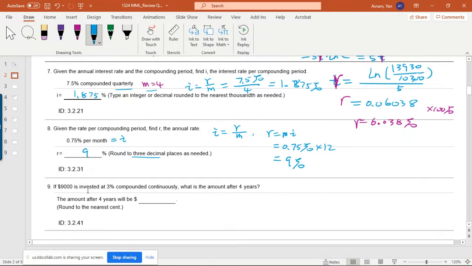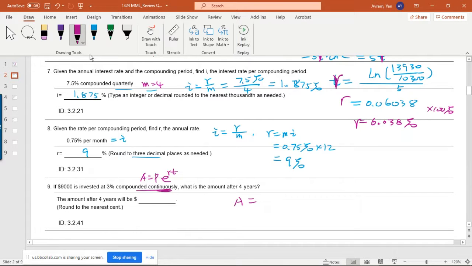All right, number 9. If $9,000 is invested at 3% compounded continuously. Remember, when we say continuously, you will have to use the one with e, right? We have A equal to P times e to the rt. So when you see the word compound continuous, you use this formula. What is the amount after 4 years?